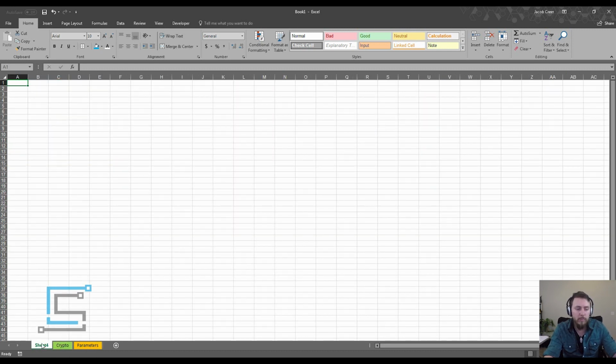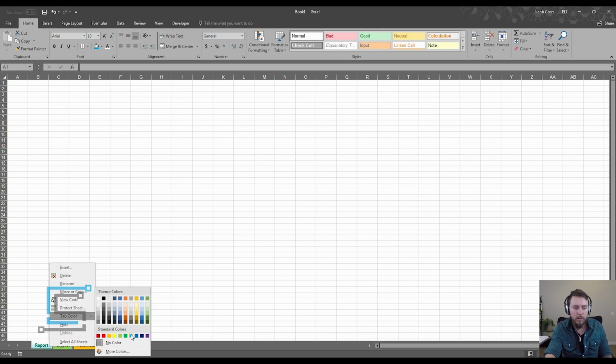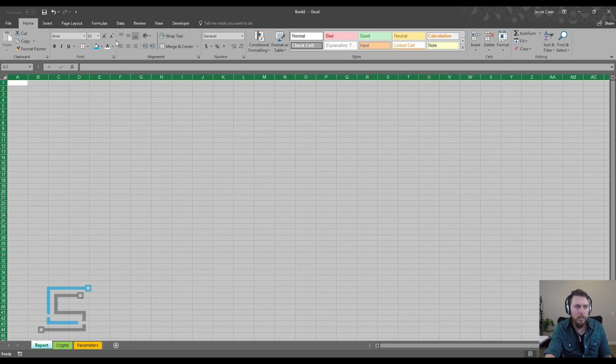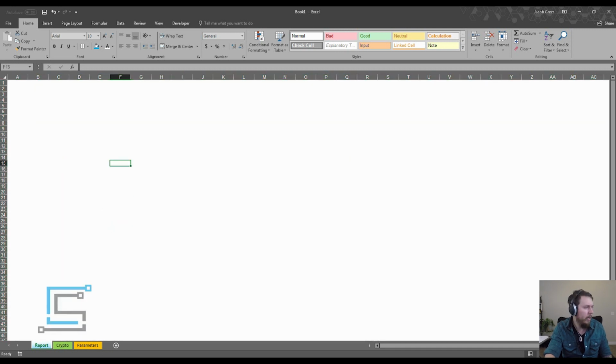Now this sheet is going to be our reporting sheet, and we're going to actually cover the full functionality of this sheet as well as implementing everything into the second part of this video. So let's go ahead and just set that sheet up real quick. So we'll call that report. And then let's go ahead and give it a fancy color. And we'll do that. Okay.